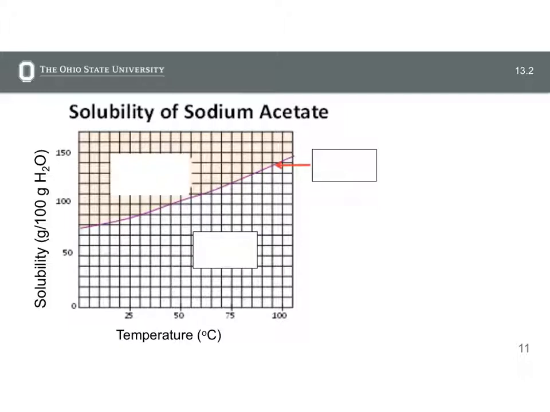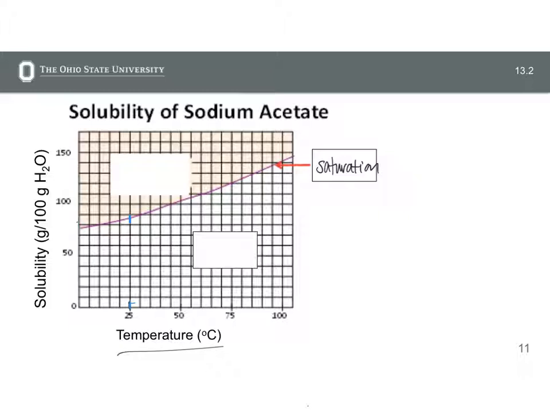Okay. On our y-axis, we have the solubility of sodium acetate in grams per 100 grams of water, 100 milliliters of water. And we have temperature on our x-axis. This pink line is going to represent the saturation line. So, let's see, 25 degrees Celsius. The solubility of sodium acetate is about, what's that, 50, 60, 70, 80 some grams per 100 milliliters.